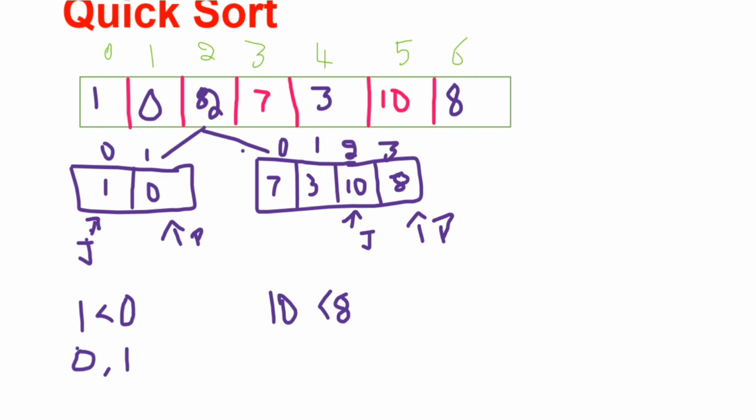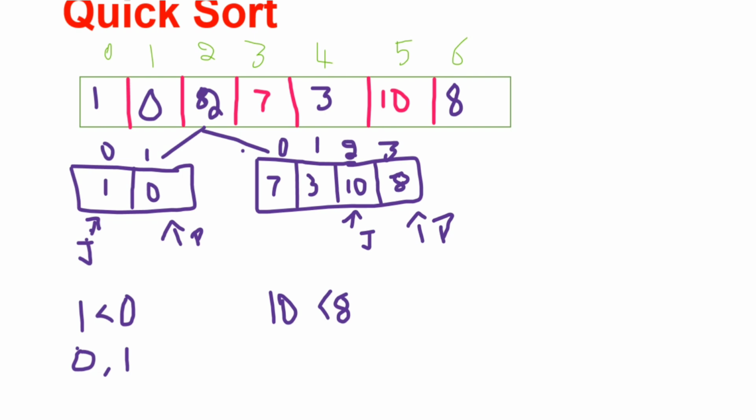Now j is 10. Compare j with the pivot element. Is 10 less than 8? No. Is 10 greater than 8? Yes. So now 10 is greater than 8, and we need to increment j. Now j has ended its traversal.